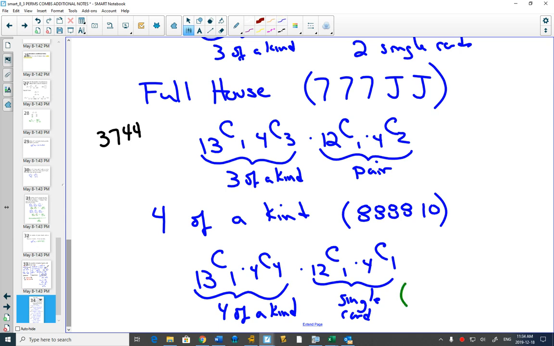And whenever you're choosing just a single card, you might say, well, I could have also done that. That would have been fine. Because once you take your 4 8s out, there's 48 cards left. You just needed to choose one of them. And so if we figure this out on our calculator, we're only down to 624 poker hands. So getting 4 of a kind is really, really rare.